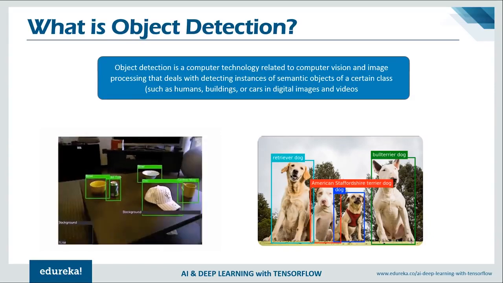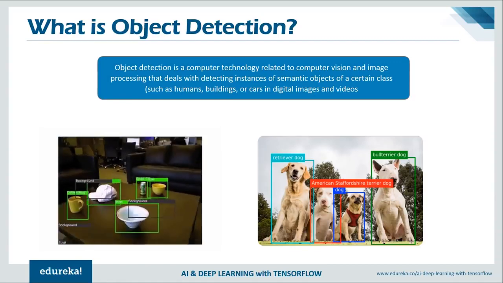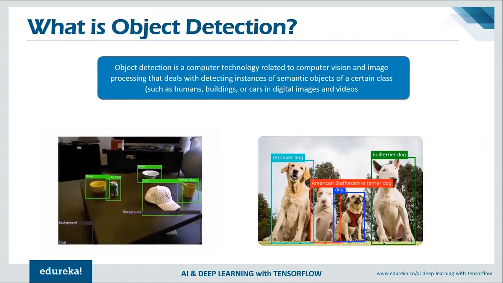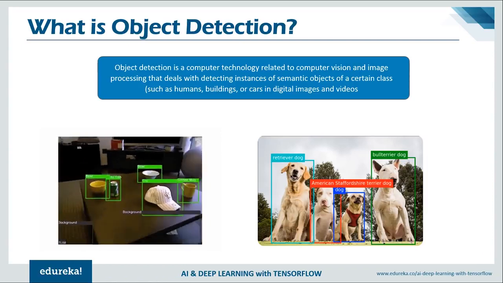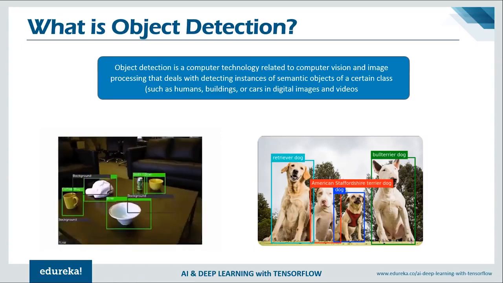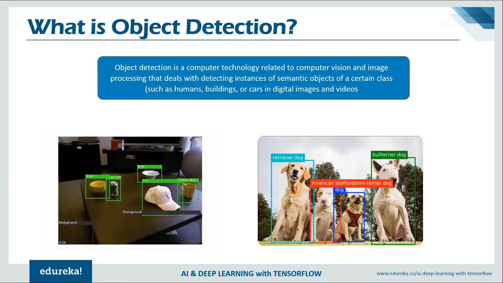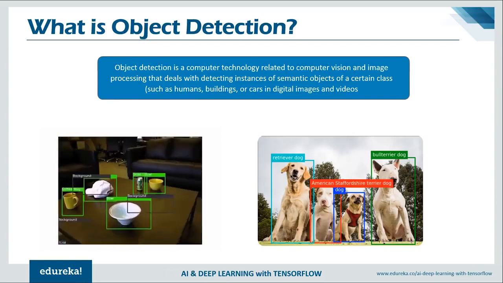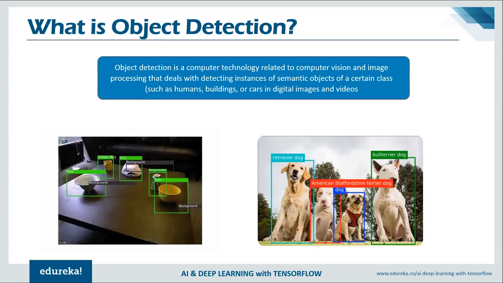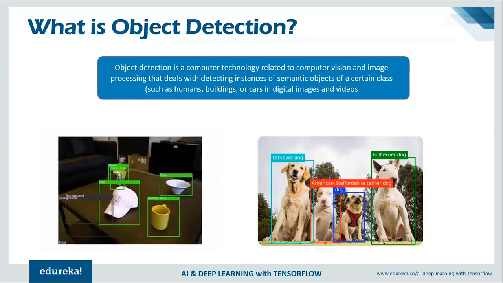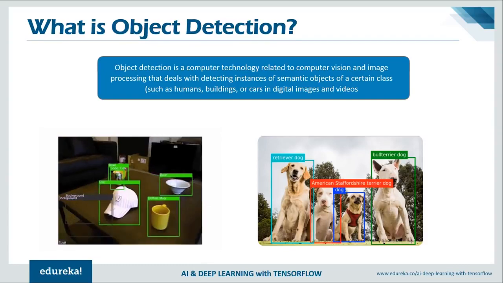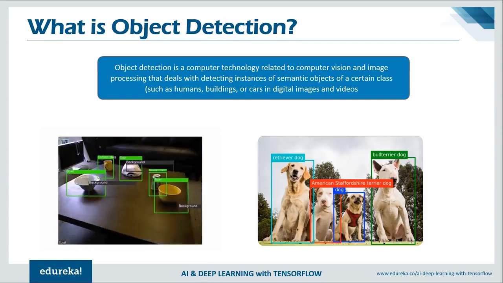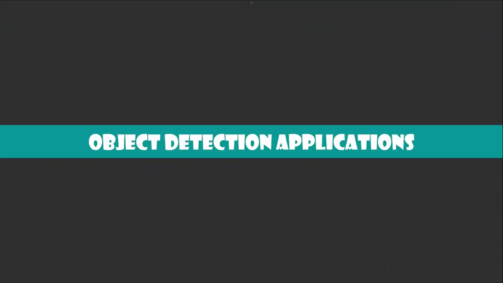Object detection is the process of finding instances of real-world objects such as faces, bicycles, and buildings in images or videos. Now, object detection algorithms typically use extracted features and learning algorithms to recognize instances of an object category. It is commonly used in applications such as image retrieval, security, surveillance, and advanced driver assistance systems, which is known as ADAS. Now let's have a look at a few of the object detection applications.